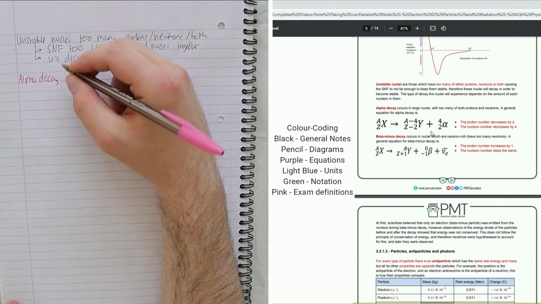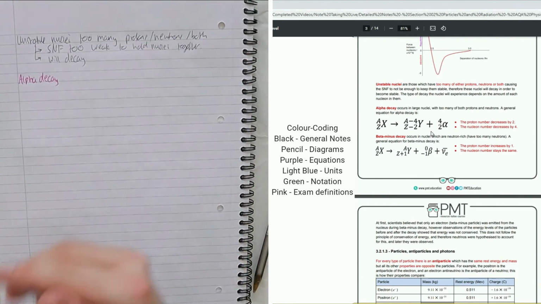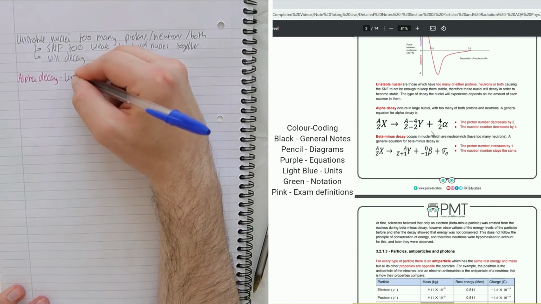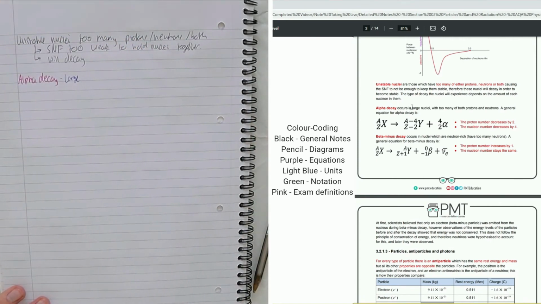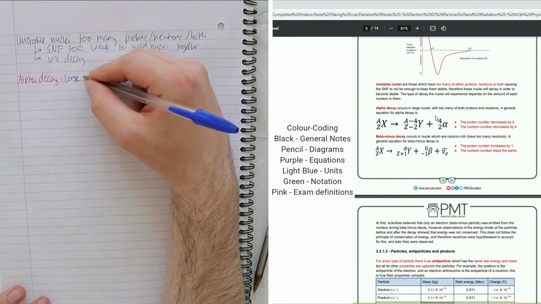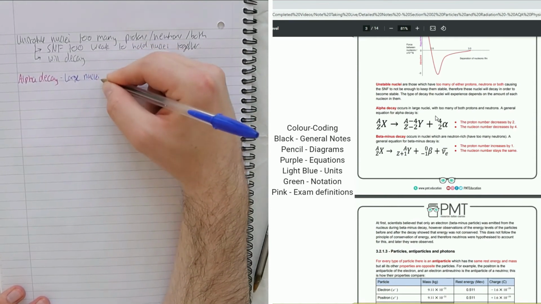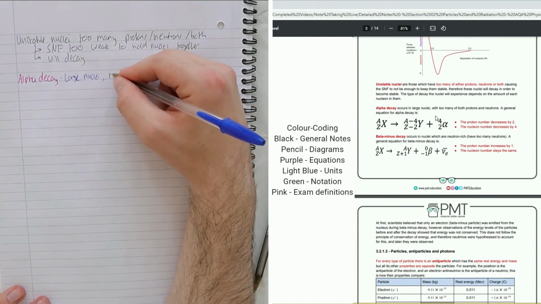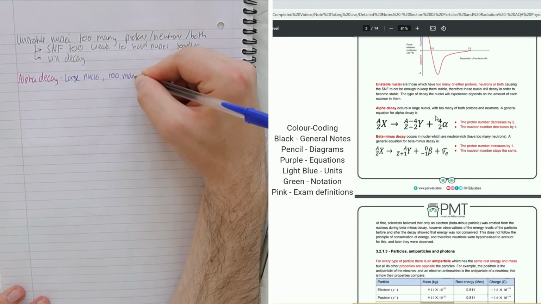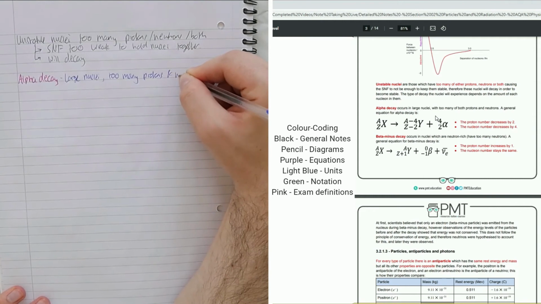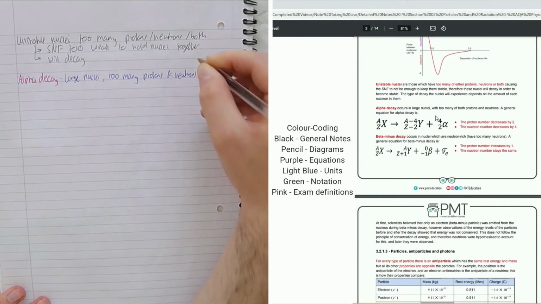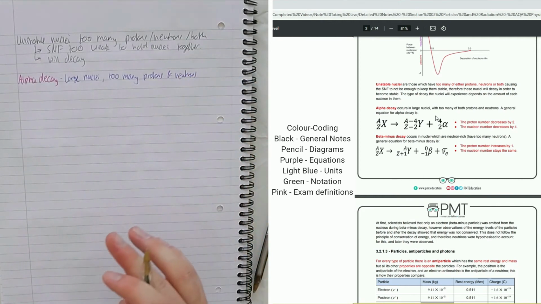So alpha decay, this is normally large nuclei, and again I'm basically rewriting what's here. So it says it occurs in large nuclei with too many of both protons and neutrons. So large nuclei, too many protons and neutrons. Okay, so I'm basically just rewriting what it says, but in my own kind of way.